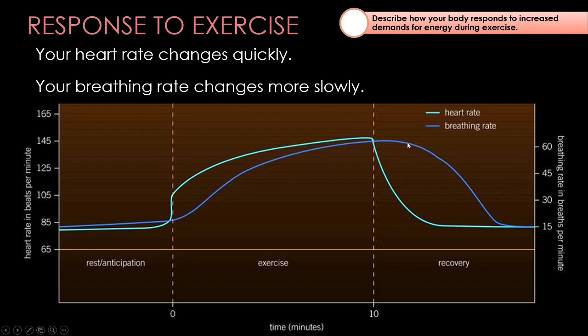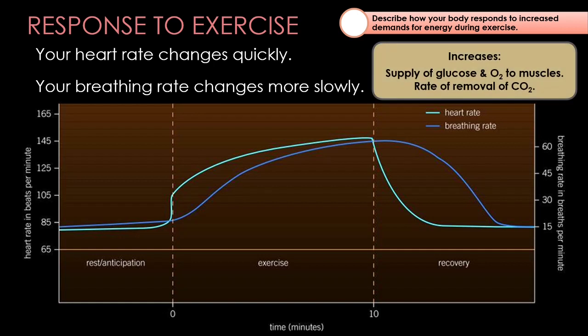And we're going to talk later on in this lesson about why the breathing rate takes such a long time to come down after you've finished exercising. But it's something called oxygen debt. So by increasing the heart rate and increasing the breathing rate, the supply of glucose and oxygen to the muscles will increase, and the rate of removal of carbon dioxide will also be increased.